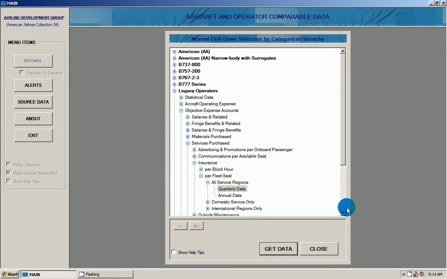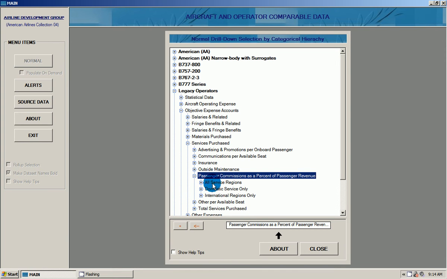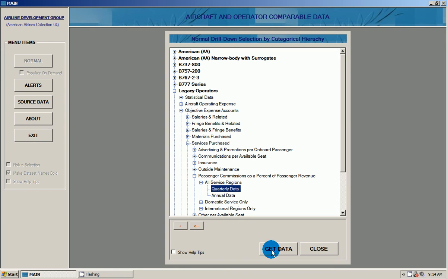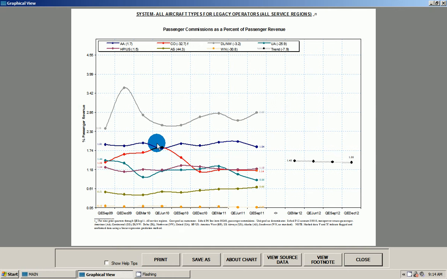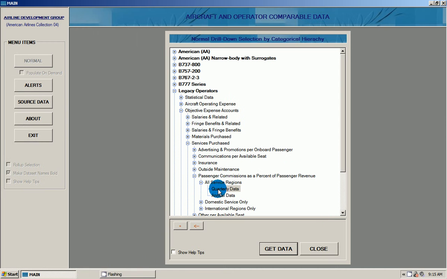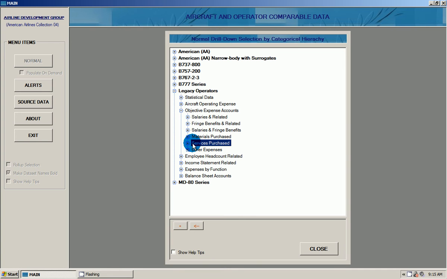Let's move to something else here. Let's look at passenger commissions, all service, quarterly, get data. And here's American, mid-range there. A lot of information. I know sometimes it takes a bit to get used to drilling through this, and I tell you the truth, you can spend many hours looking through this.